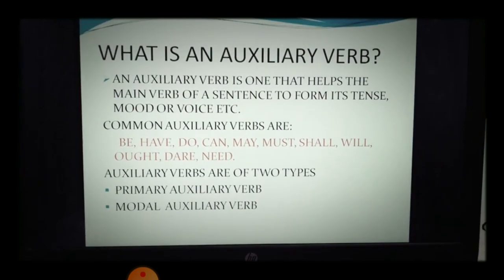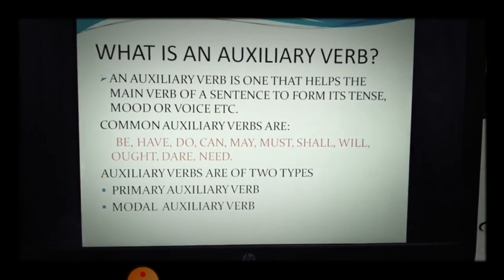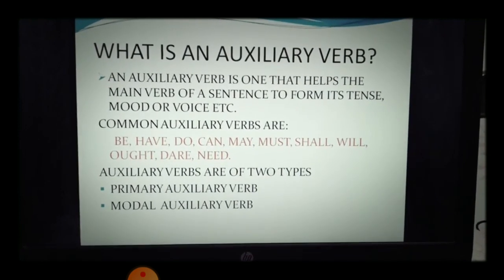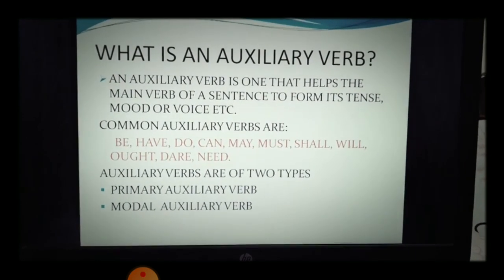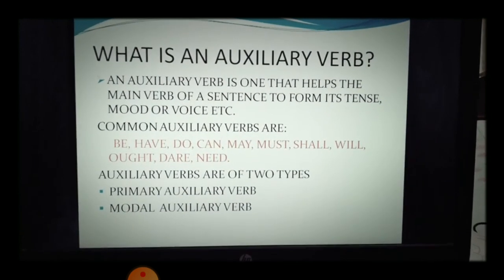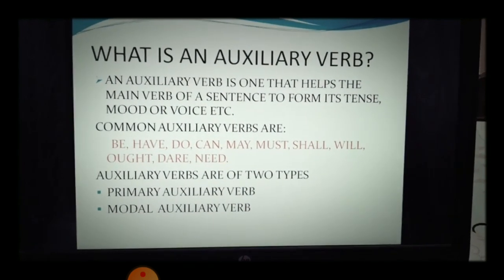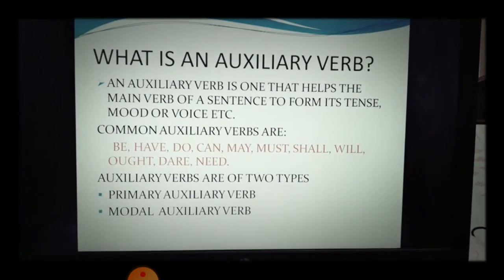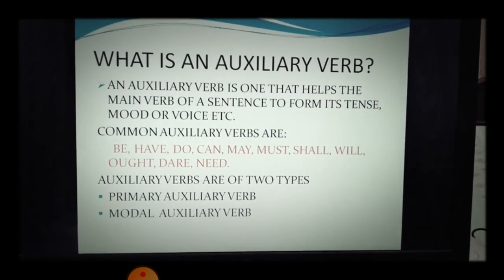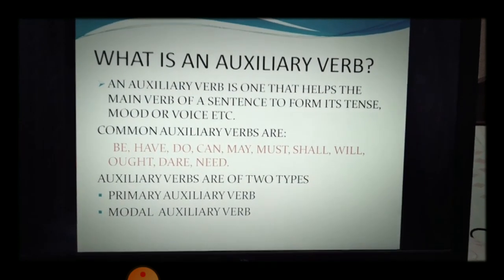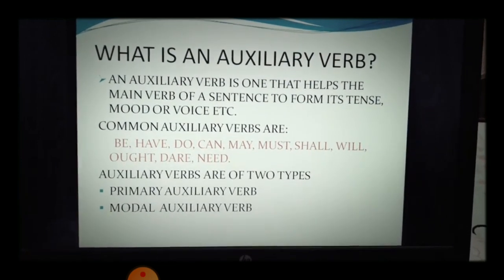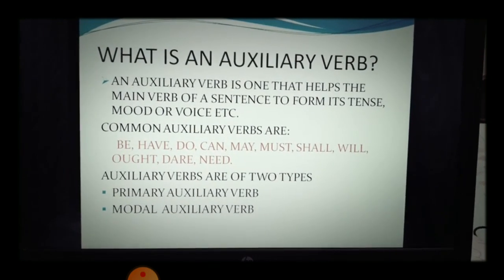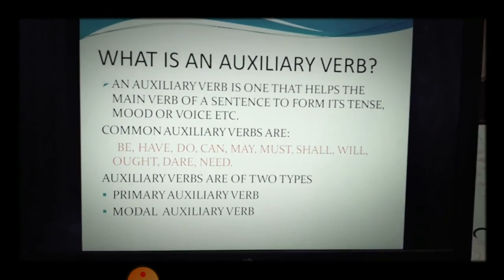Mood means whether the sentence is in commanding order or a request or a permission or a possibility. And to express voice, whether the sentence is an active or passive voice. So commonly there are few auxiliary verbs like be, have, do, can, may, must, shall, will, ought, dare, need. So these are the commonly used auxiliary verbs.